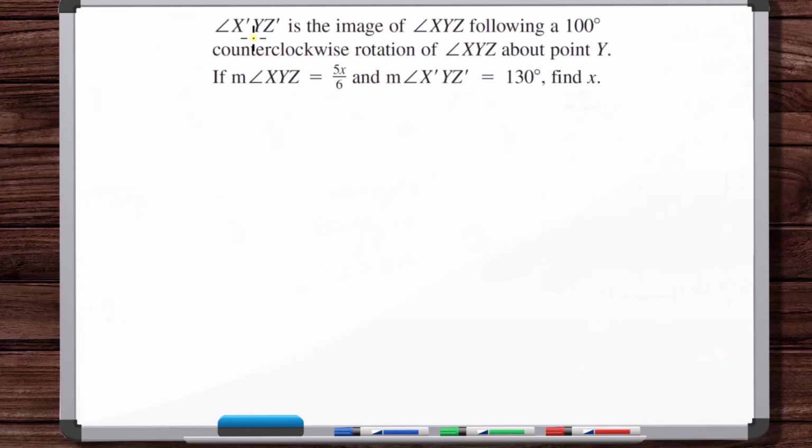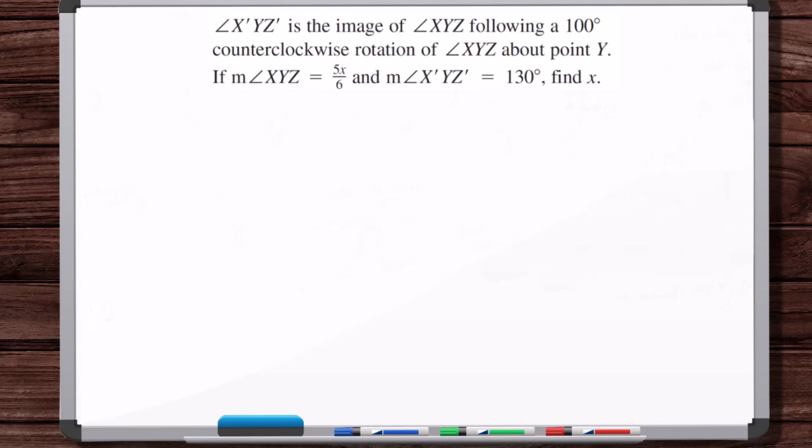Angle x prime y z prime is the image of angle x y z following a 100 degree counterclockwise rotation of angle x y z about point y. If the measure of angle x y z is given by this and the measure of angle x prime y z prime is given by this, find x. So yeah, this is the same exact problem. We're just going to set these two equal because this was just a rigid body rotation, but we can go ahead and draw this out.